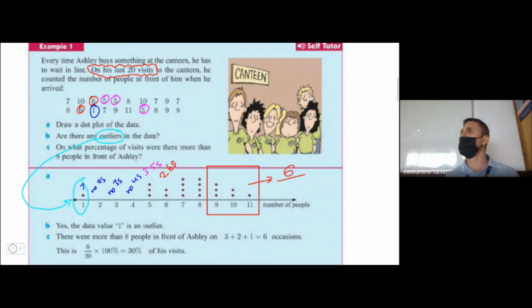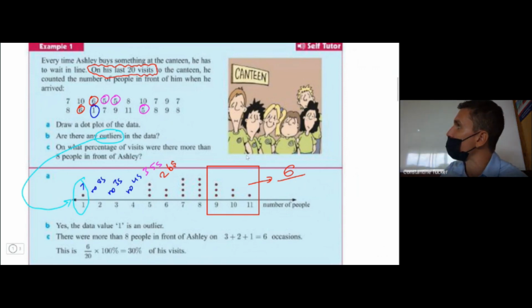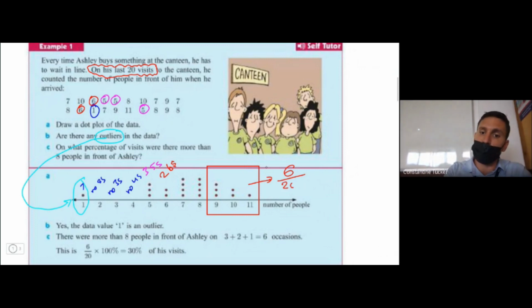Close. It should be 20. They also said that in the question, right? They said 20 visits. So all the dots all together should add up to 20. So now that would be 6 over 20. So basically now they said, let's change this to a percentage. On what percentage of the times we had 9 or 10 or 11?